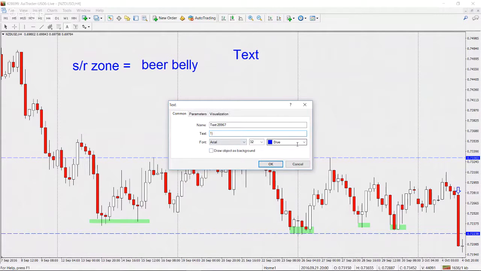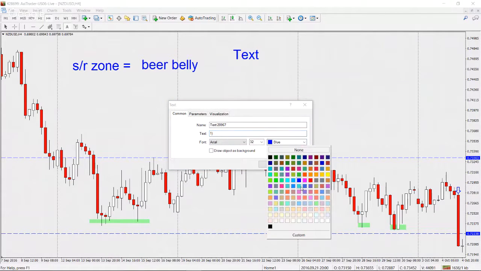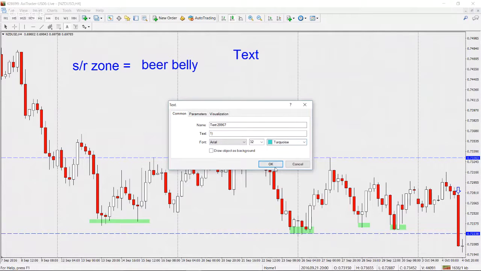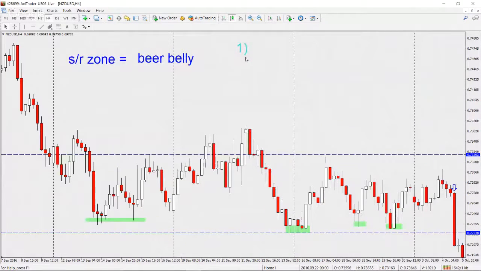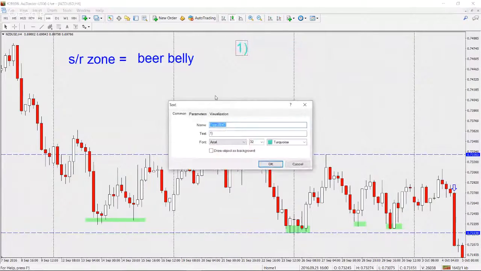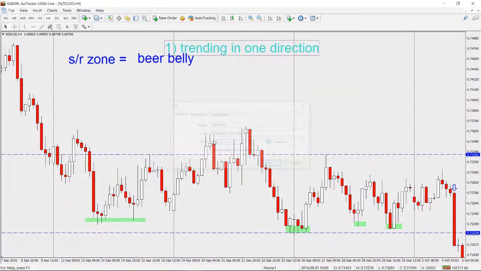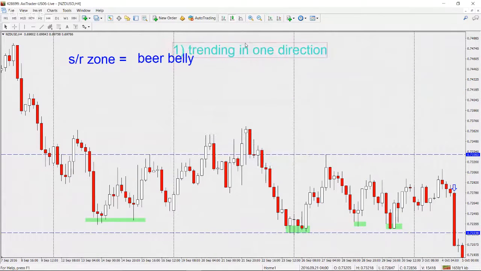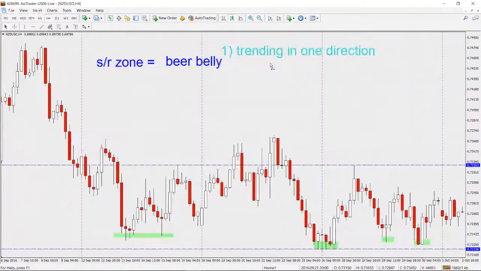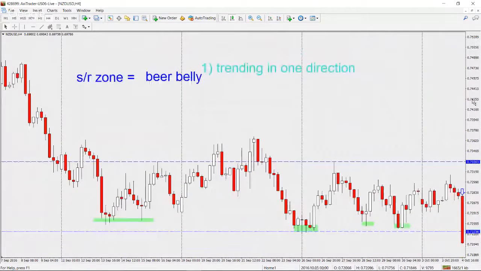What color should we write them in? We'll write the rules in turquoise. Okay, so rule number 1 is it's trending in one direction. That's kind of where this one falls apart, because I would argue that the market is not trending in one direction when we get this breakdown here.